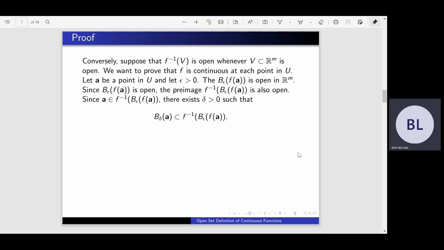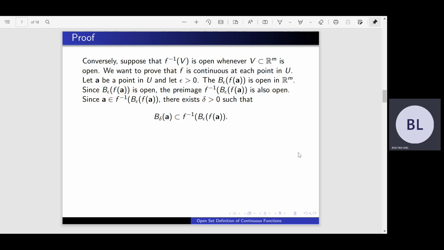Conversely, suppose that f inverse of V is open whenever V contained in R^m is open. Then we want to prove that the function f is continuous at each point in the open subset U. Let a be a point in U and epsilon be a positive number. Then the ball with radius epsilon centered at f of a is open in R^m. Since the ball with radius epsilon centered at f of a is open, the preimage f inverse of the ball is also open.